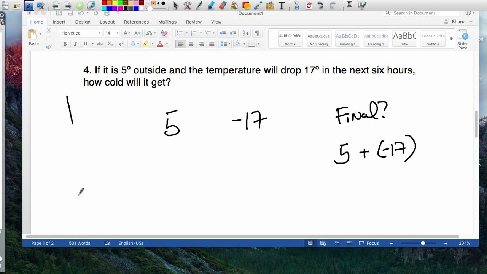So imagine the number line. Let me make that 0, then make that 5. So we're at 5 degrees right now. It's going to go down, negative 17. So remember, imagine you're on the 5th floor and you have to go 17 floors down. Where would you end up? It's no different. So I know my answer is going to be negative, right? So positive 5 minus 17, my answer is going to be negative 12. So after it drops 17 degrees, my temperature is going to be negative 12 degrees.